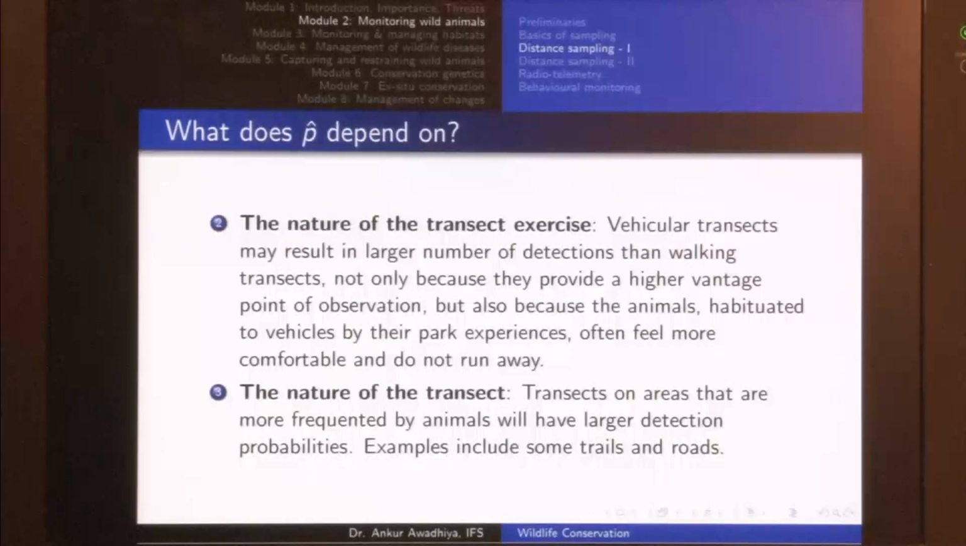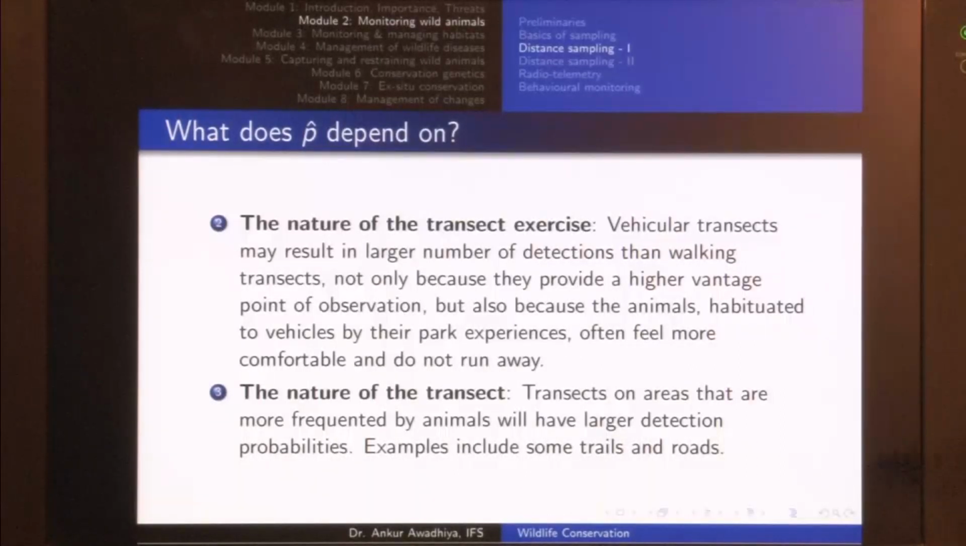So, basically when you are moving in a forest, the animal will see you much before you will see the animal. So, when you are at a distance from the animal, and if the animal has detected you and it has run away, then you have already missed that animal. So, the p hat will depend a lot on the nature of the transit exercise. There will be some things that will help you, there will be some things that will not be helping you, and these aspects will have to be put into your computations. The nature of the transit.